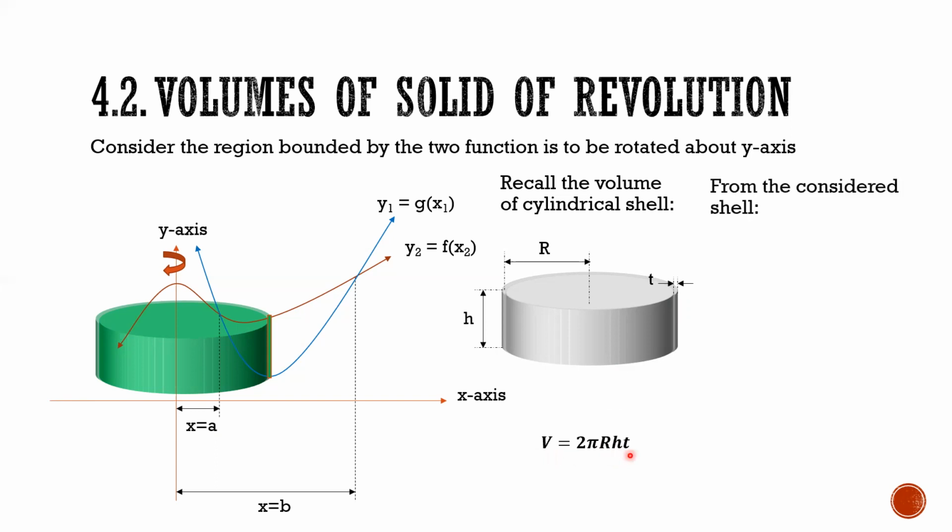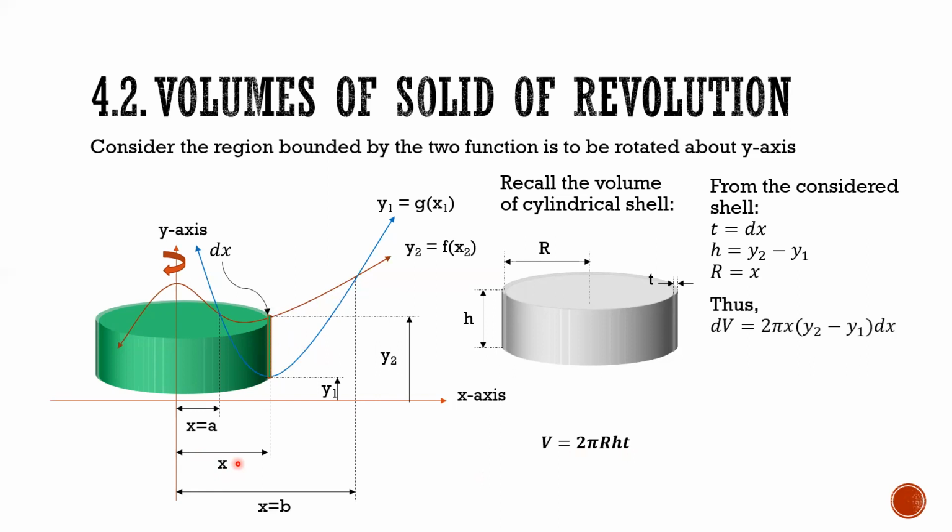Now, from the given drawing of the considered shell, we can say that the thickness is going to be equal to dx. And from the dimension of the rectangular strip, which has a height of y2 minus y1, that is going to also be the height of the cylindrical shell. And then the distance from the origin or from the y-axis to the rectangular element considered, we can designate as the coordinate x. So we can say that the mean radius is equal to x.